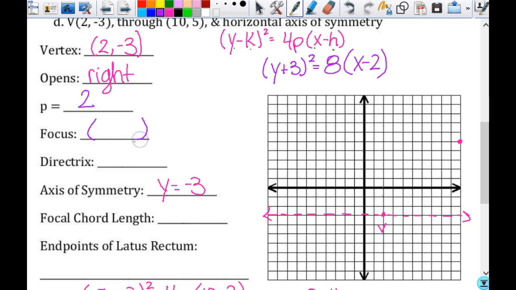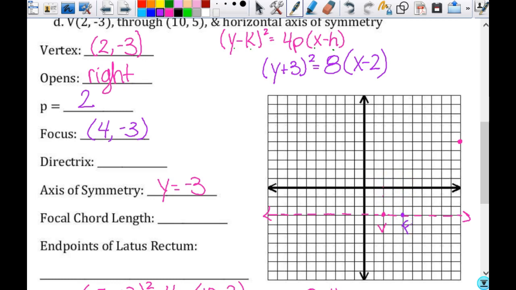what changes on my focus, the x or the y value from the vertex? The x. Okay, so the y value is still negative 3, but for the focus, I add the p to the h value, so this gives me 4. Okay, so at 4, negative 3, there's my focus.